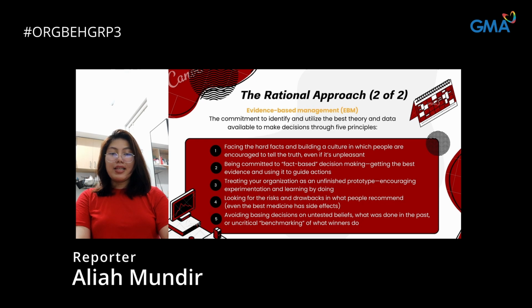And lastly, avoiding basing decisions on untested beliefs, what was done in the past, or uncritical benchmarking of what winners do, because not all situations repeat themselves. There are times when events of the past happened, but there is a different cause or goal in mind. I will now be giving the floor to the next reporter.